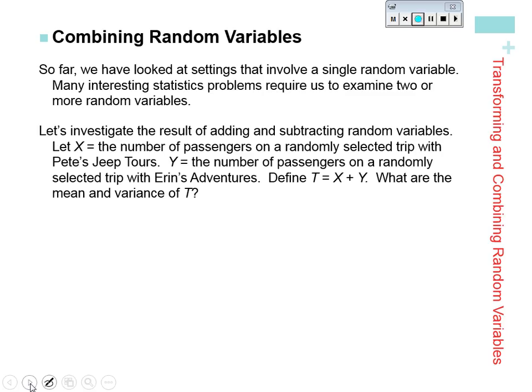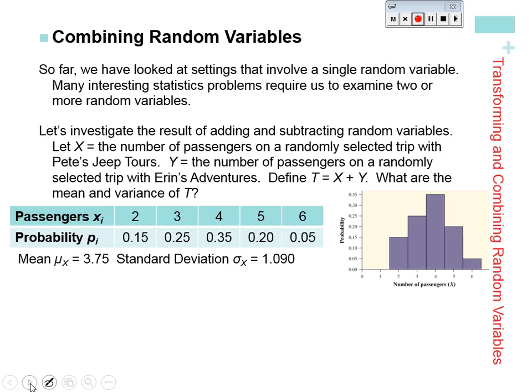So one of the other things we're going to look at in this lesson is how to combine random variables, meaning how do we take two different random variables and combine them together. So the question here says, let's investigate the result of adding and subtracting random variables.